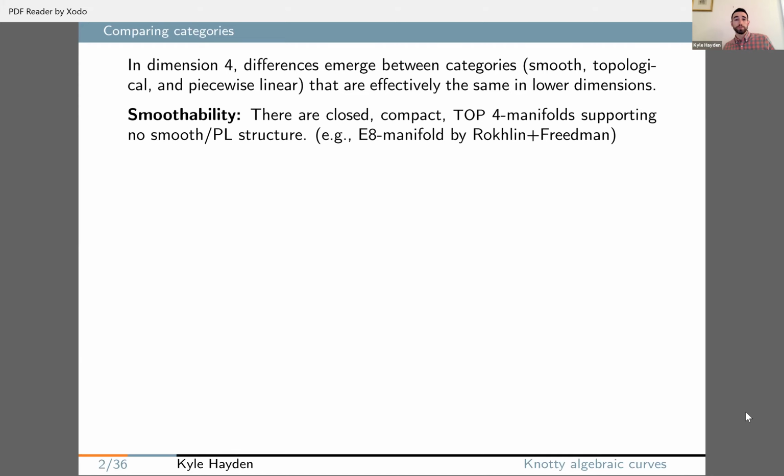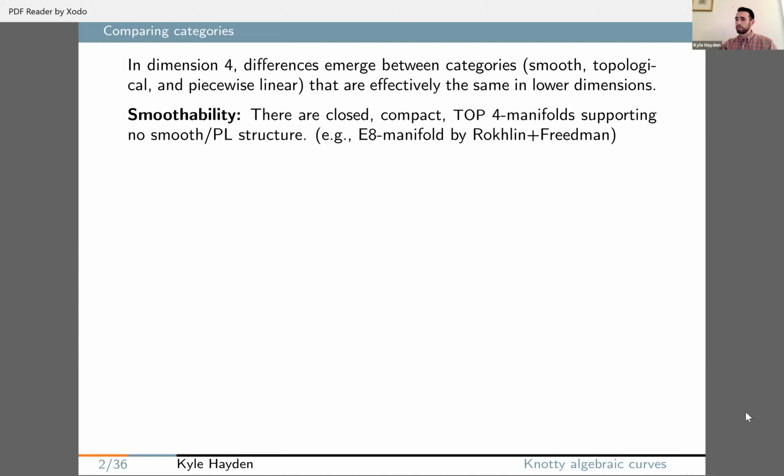There are 4 manifolds, which are topological manifolds, closed, compact, that don't admit any smooth or PL structure. The easiest example you can cook up would be the E8 manifold. It exists by work of Freedman. It can't be smoothable by work of Rokhlin on the signature, or on the intersection form, of smooth 4 manifolds.